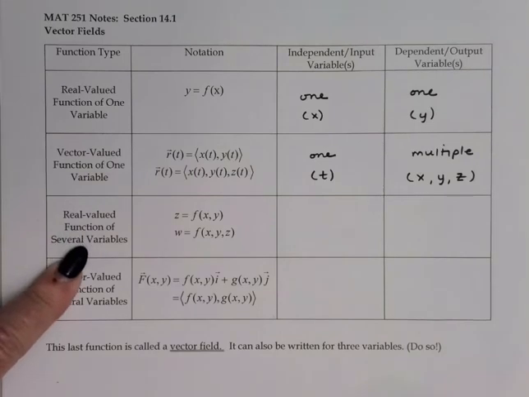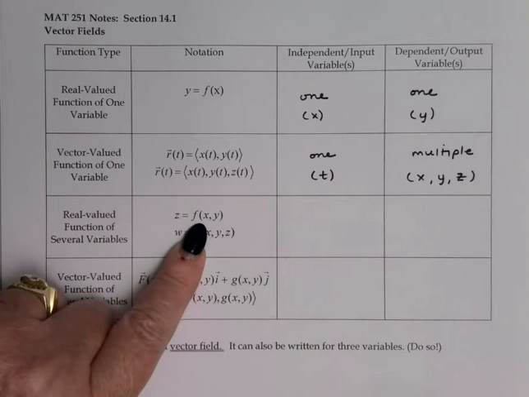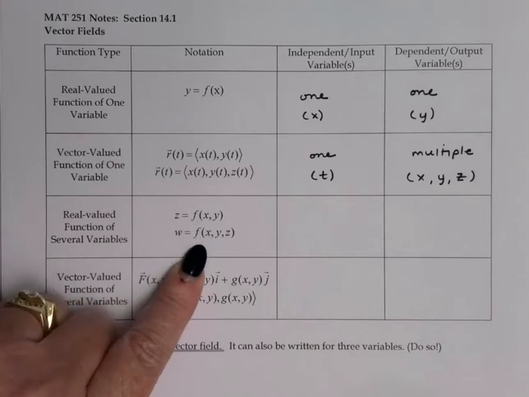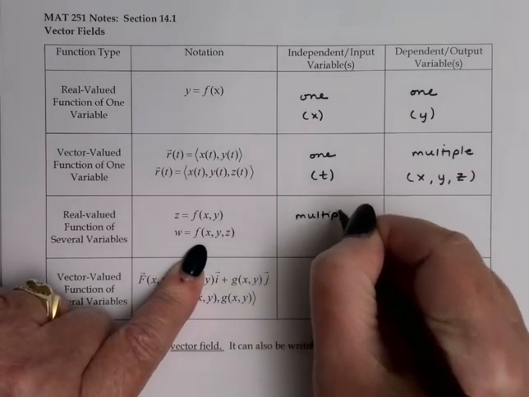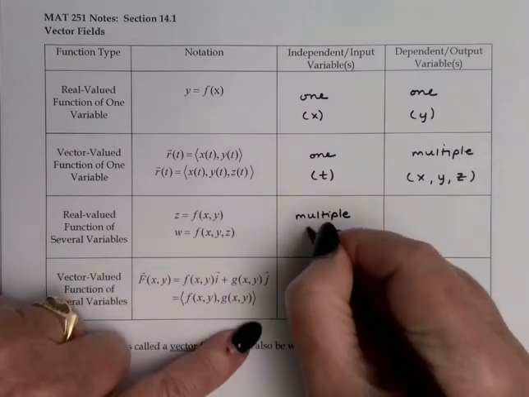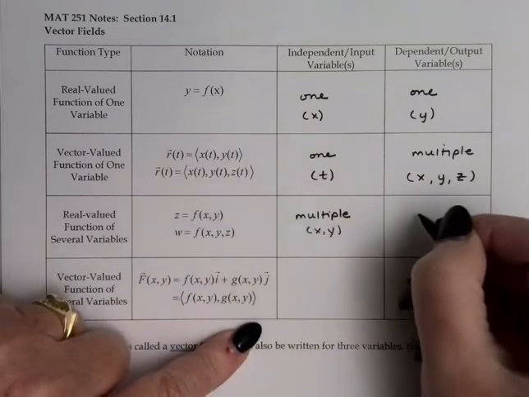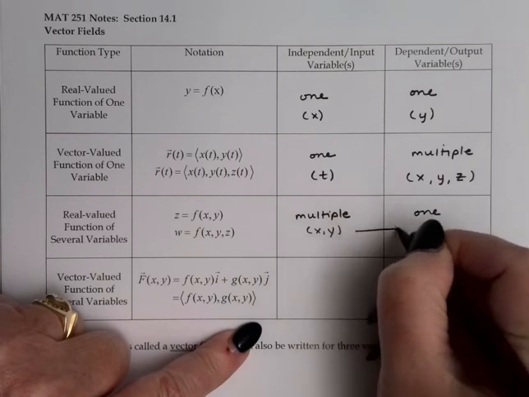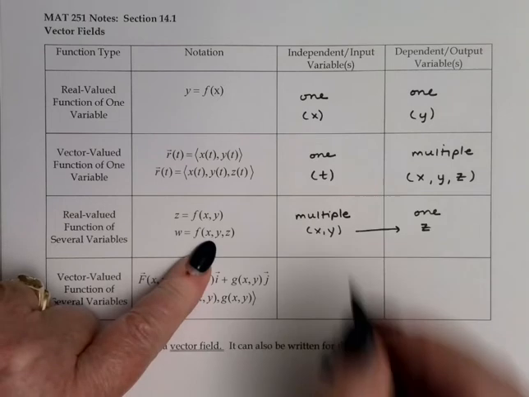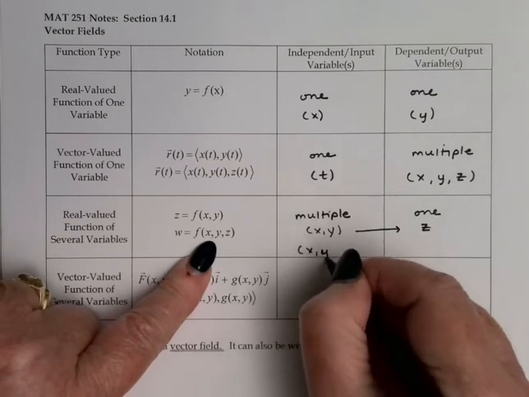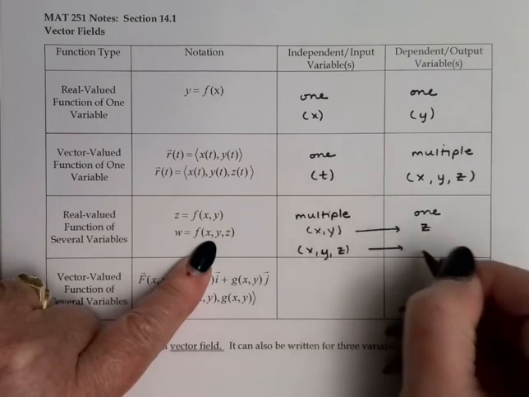In the last two chapters we've been working with real-valued functions of several variables. Things like z is a function of x and y, or w is a function of x, y, and z. Here we had multiple inputs, like x and y, but just one output. The inputs x and y led to the single output z, or the inputs x, y, and z led to the single output w.